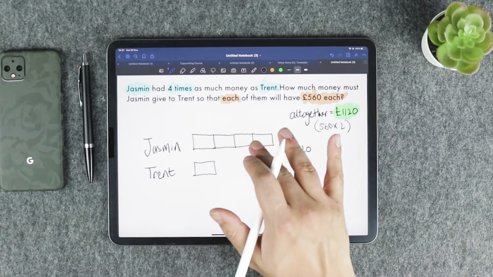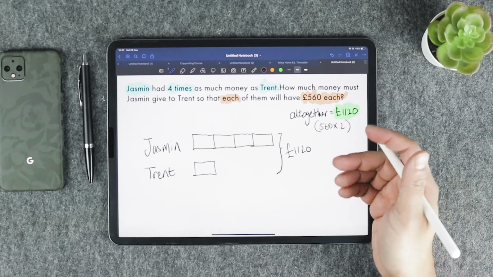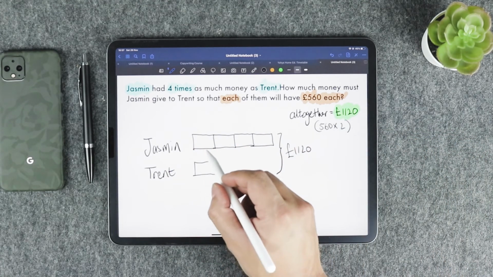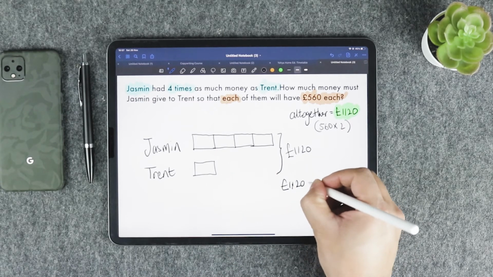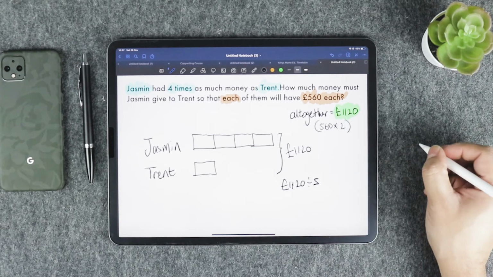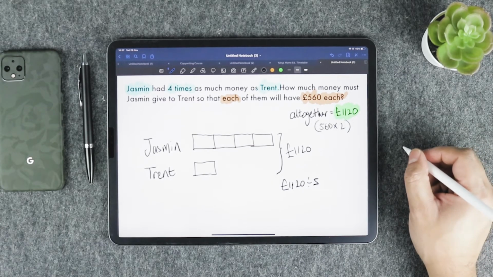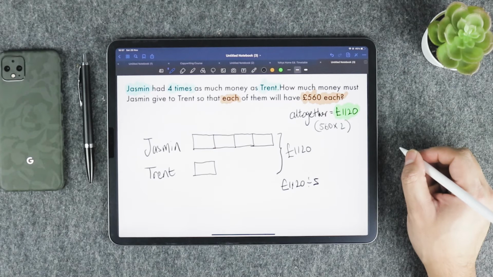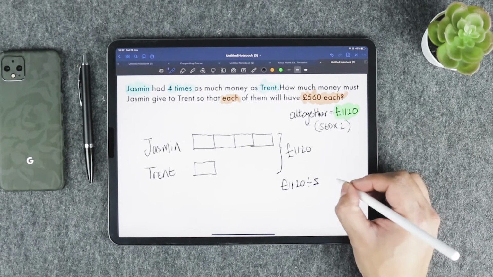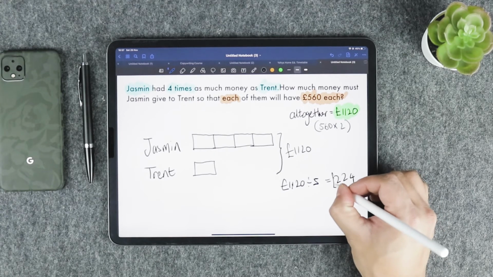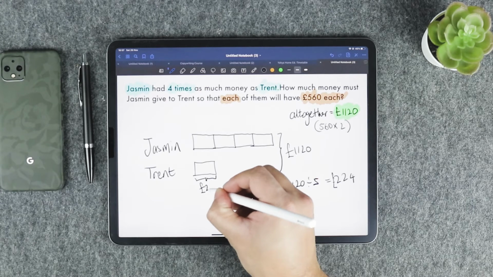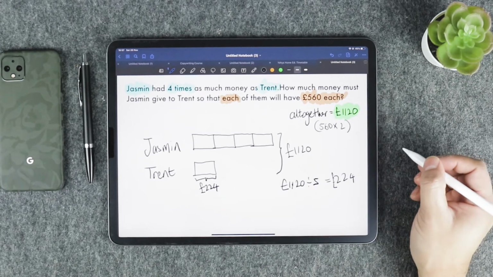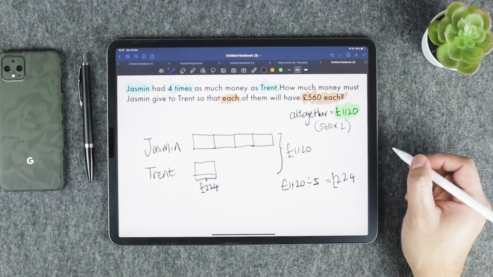And now Jasmin has 4 times as much money as Trent. So I can work out how much Trent has, because I have to do 1,120 divided by 5. And 1,120 divided by 10 is 112. So divided by 5 must be double that. So it must be 224. So Trent has £224 and Jasmin has 4 times as much as Trent.